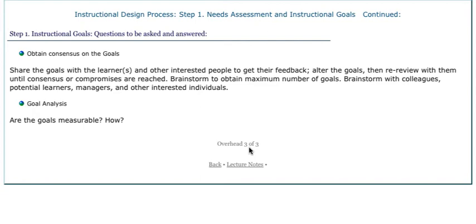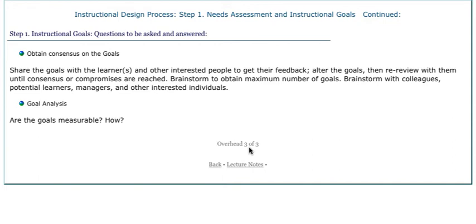Brainstorm to get the maximum number of goals. Brainstorm with your colleagues, potential learners, managers, other interested individuals as much as you can. Sometimes you can't. Sometimes you can only brainstorm with yourself. You are the person appointed to do it. You're told by somebody else, this instruction is going to happen, do it. And that is sometimes your answer. Sometimes your answer is, I won't be able to obtain consensus on the goals because it's been dictated, or something like that.